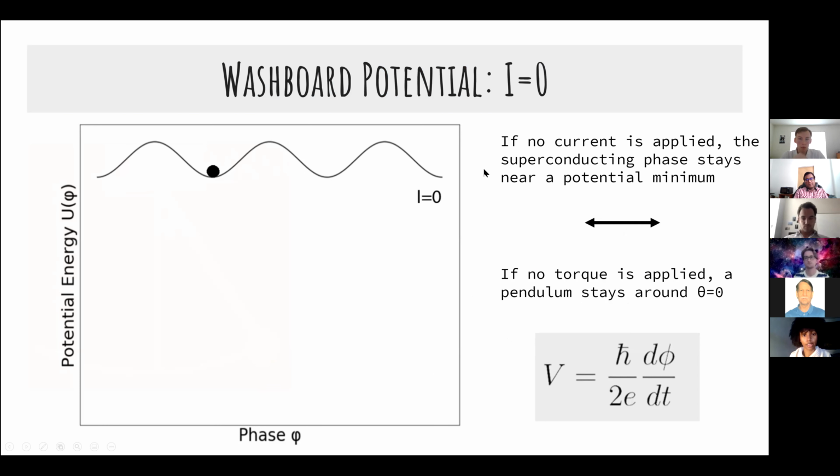First I'm going to talk about the case when no current is being passed through our circuit or through a Josephson junction. If you go back to the pendulum analog and you're not applying any torque to your pendulum, then it stays at theta equals 0, right? It isn't moving. And so if no current is being applied to a junction, then the superconducting phase stays at this potential minimum, or you can call it the bottom of the well. So it's not moving. If you look at the second equation from the Josephson relations, if it's not moving, then your d phi over dt is 0. And so your voltage across your device is also 0.